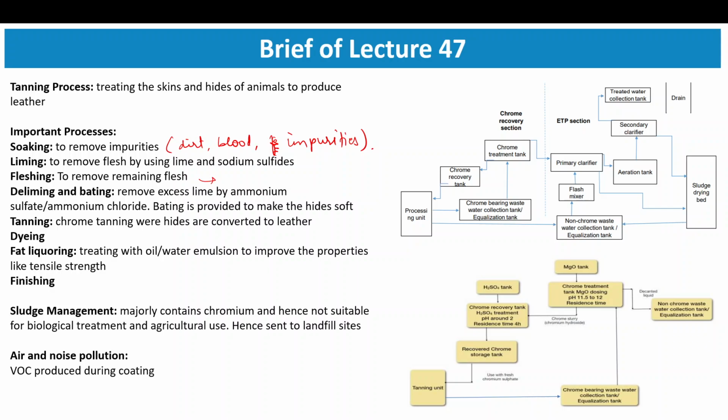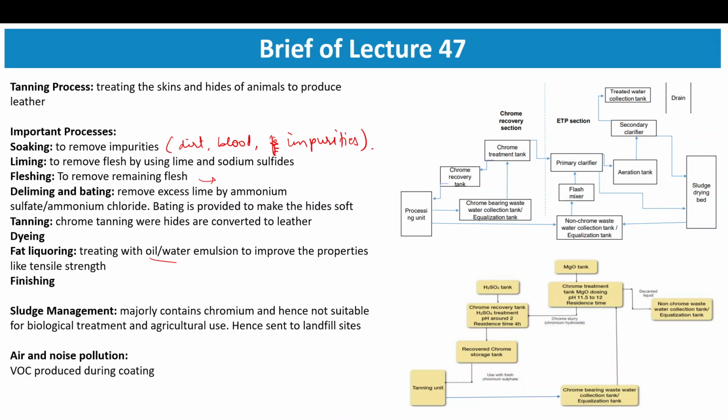The next step is the fat liquoring process, where you treat the leather with an oil and water emulsion. This process is done because leather can be brittle if it is used as it is. If the leather produced so far is used as it is, then it can be brittle.